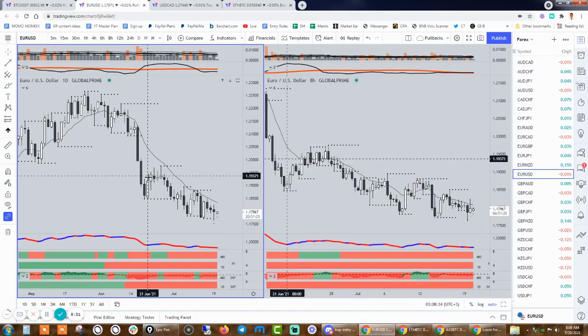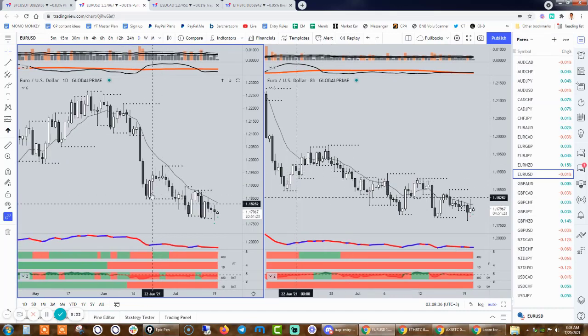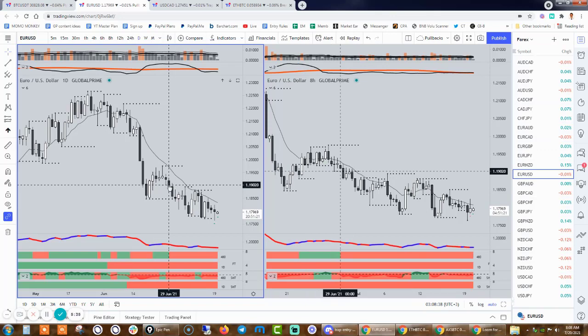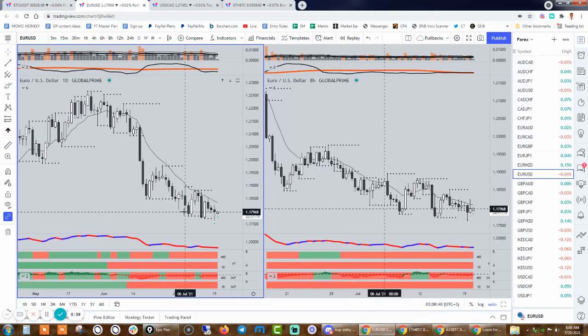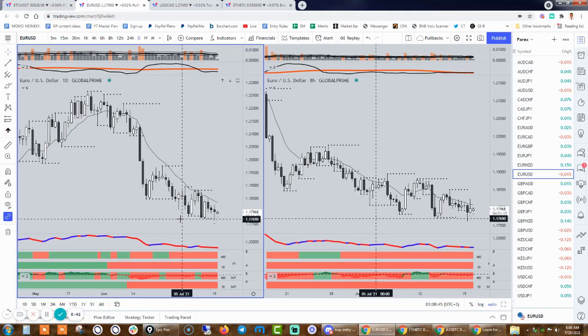All right, so here we've got the euro against the US dollar. As you can tell, the trend is clearly and visibly lower. Okay, so that's number one. We've already covered what the direction of that market is.